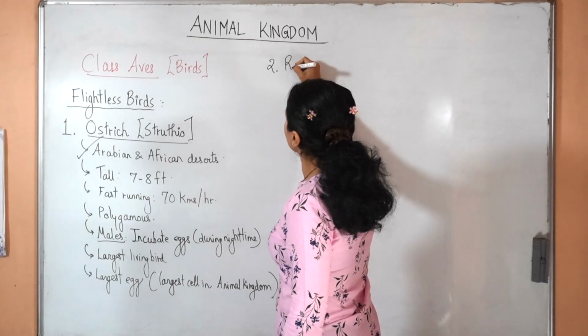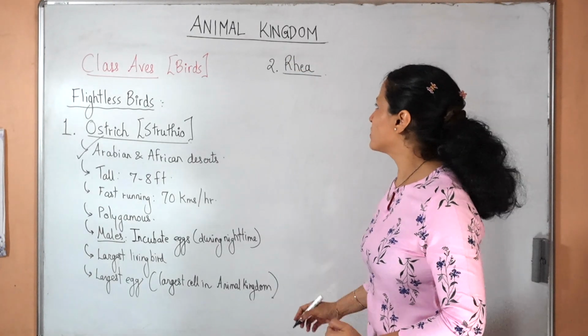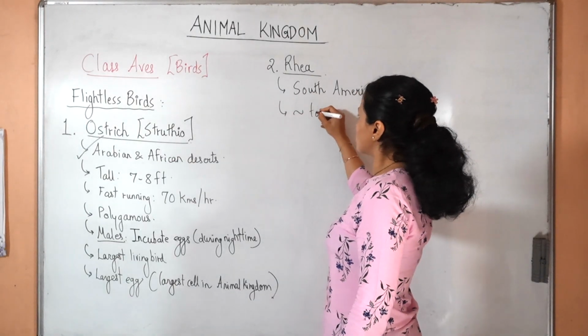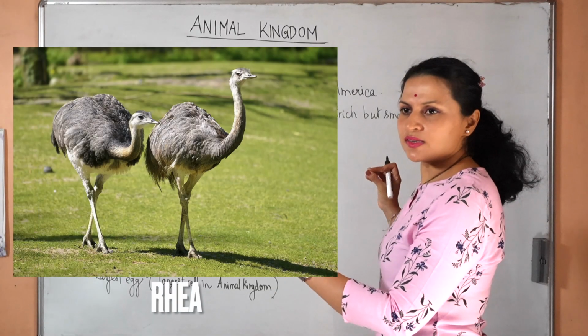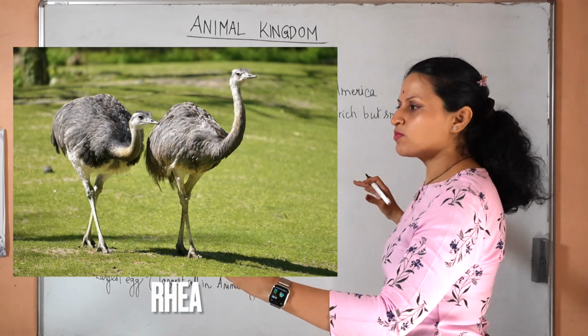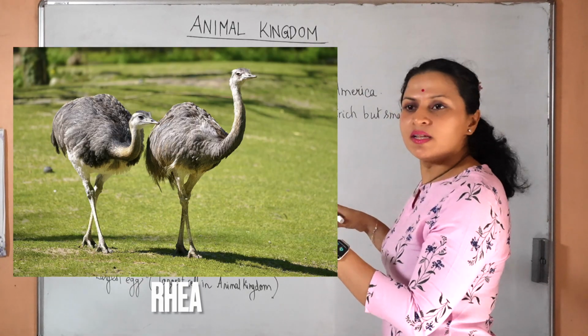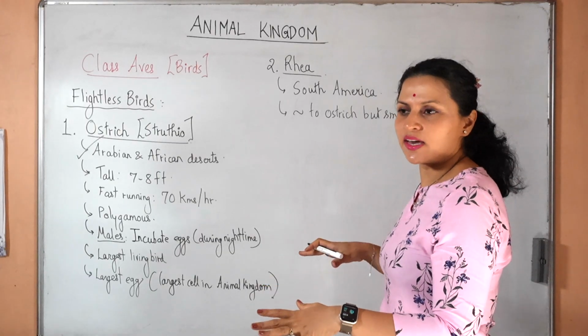Second, look at Rhea. Rhea is very similar to ostrich, but it is smaller in size and it belongs to South America. Two very different places on earth, but these flightless birds look very much similar to each other. Why? Because of similar niches. They are living in similar ecological niches or desert-like environments.